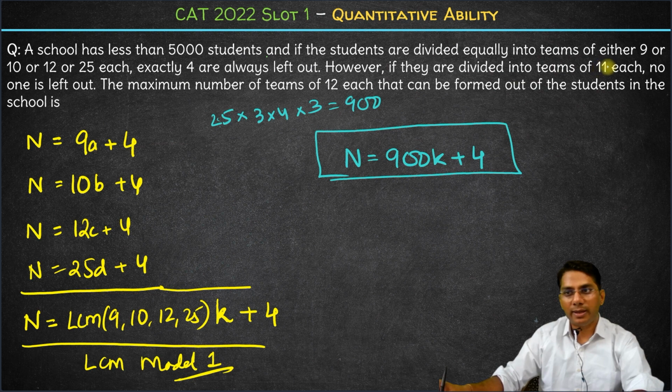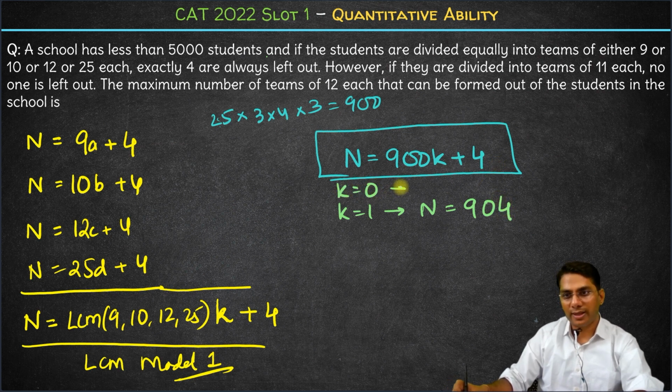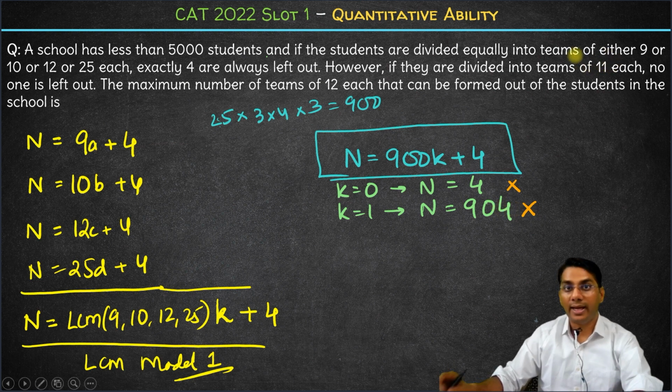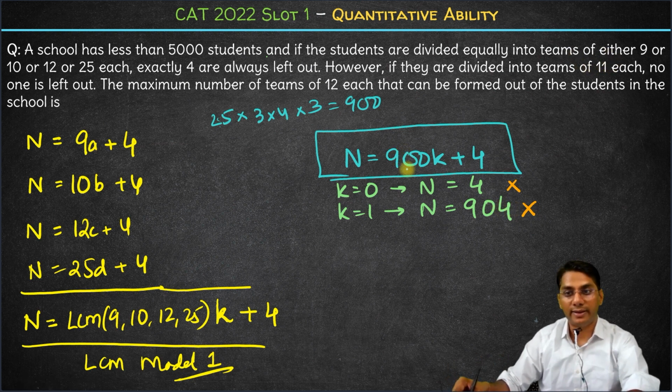Now n has to be a multiple of 11 but less than 5,000 as well. So let's take k equals 1. If k is equal to 1, n comes out to be 900 plus 4, which is 904. Okay, let's take k equals 0 also. k equals 0 is also possible. In that case, n will be equal to 4. But neither this number nor this number is divisible by 11. n has to be a multiple of 11 as well, right?